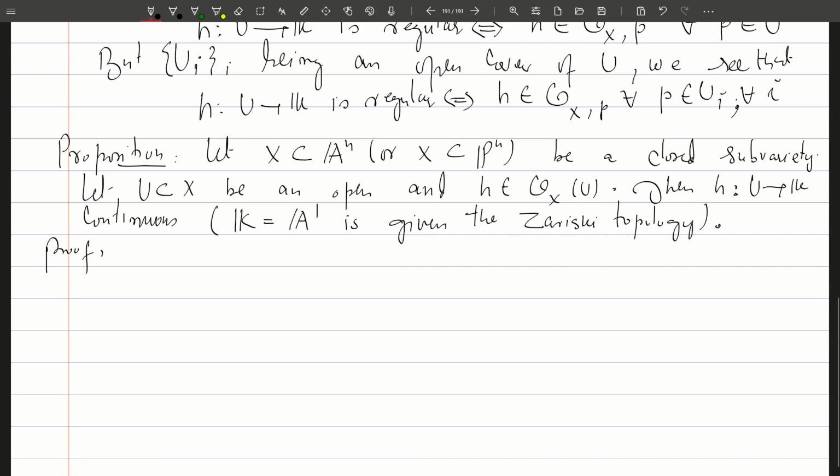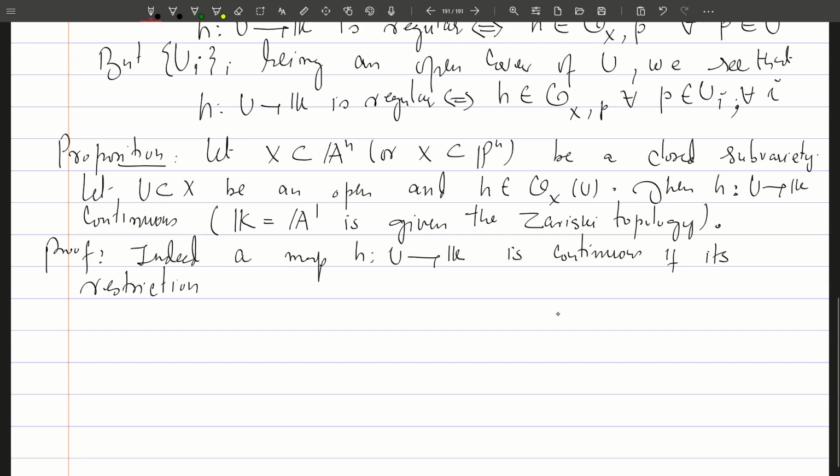A map H from U to K will be continuous if we restrict this map to any neighborhood of any of its points, and that restricted map must be continuous. So indeed, if we take the map H from U to K, it is continuous if its restriction to a neighborhood of each point, say P in U, is continuous.